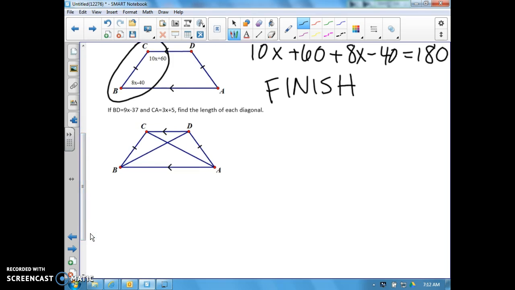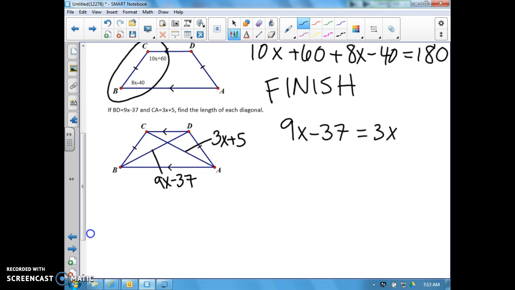So let's look down here. If BD equals 9x minus 37 and CA equals 3x plus 5, find the length of each diagonal. Well, again, in an isosceles trapezoid, the diagonals are congruent. Therefore, I can set those two values equal to each other, and I'm going to solve. I'm going to subtract 3x over here to get 6x. I'm going to add 37 over to the other side to get 42. So I get that x is 7.